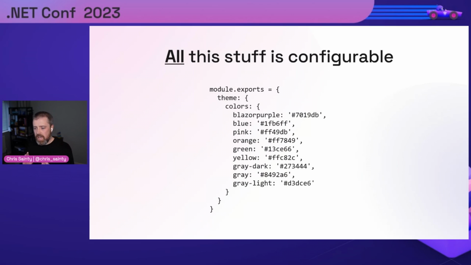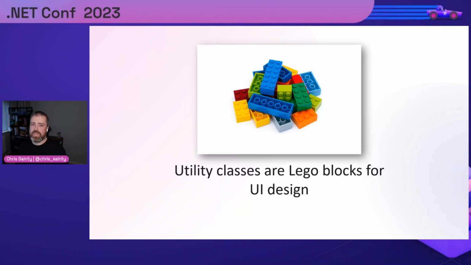So you can just add in all of the colors, all of the styles you want, all the settings you want, and Tailwind is going to take care of generating all those utility classes for you. So really what we can do here is sum Tailwind up, and these utility classes, as Lego blocks for UI design.